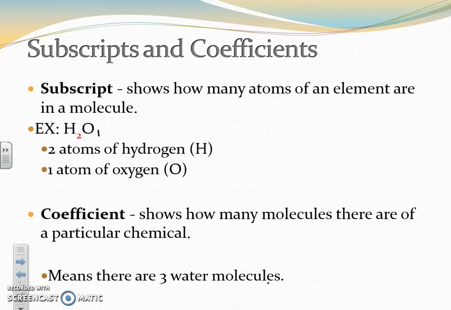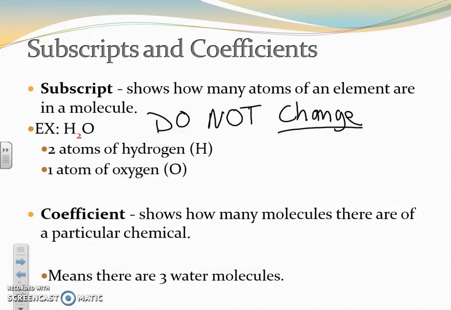Before we move on, subscripts we do not change. I cannot emphasize that enough. Once you have written the skeleton equation and you have written it correctly, it does not change. So to get something to balance, we use the big numbers out front, which we call coefficients.